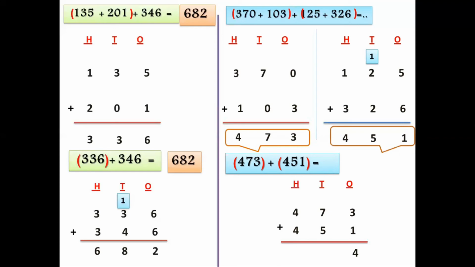7 plus 5 equals 12. But here we can't write 12 in the result. So we will write 2 and carry 1 over to the next higher place because we can't write more than 1 digit in each place. Let's move to hundreds. We have here 1 plus 4 equals 5 and 5 plus 4 equals 9. So the sum of these four numbers is 924.